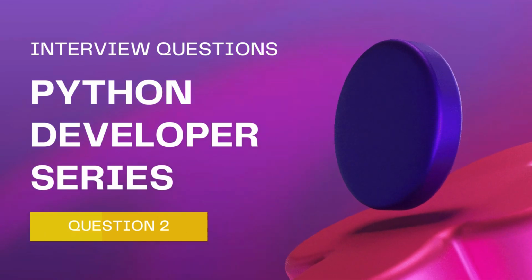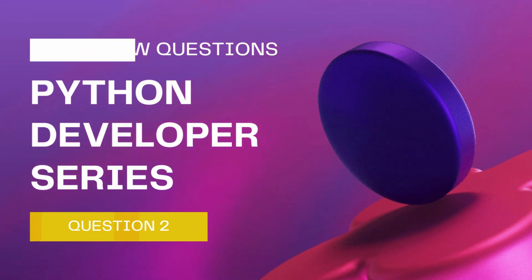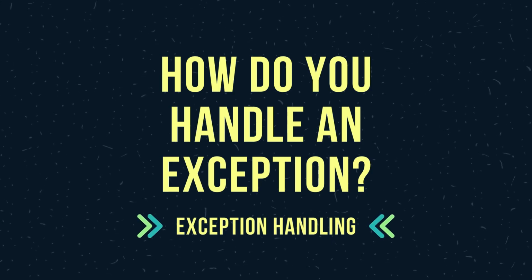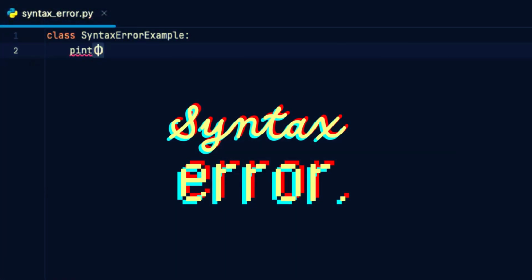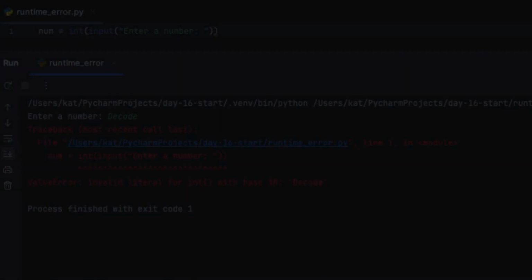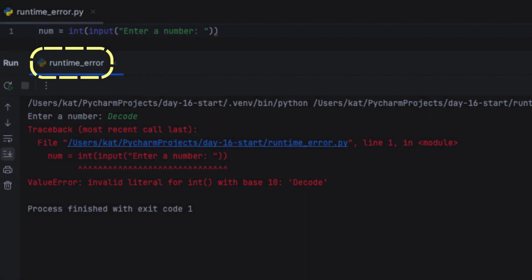Question 2. What is an exception? How do you handle an exception in Python? Exceptions are errors detected during the execution of a program. Unlike syntax errors, which are detected by the Python interpreter before the program runs, exceptions are raised during runtime when an unexpected condition is encountered.